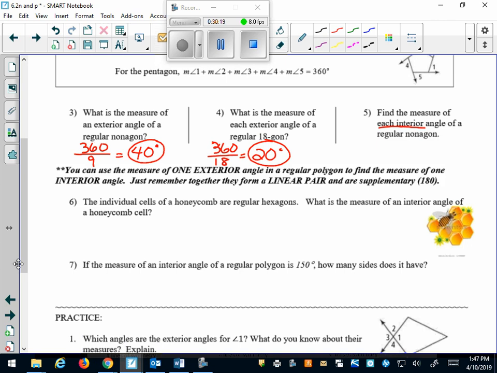How else could we do it? I'll give you a hint. It's all right here. Okay, good. It's actually easier to find the exterior angle measure and then know that it's supplementary to the interior. So we just did each exterior angle of a regular nonagon is 40 degrees. So what's the interior angle going to be? 140.